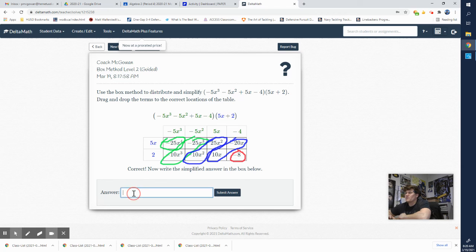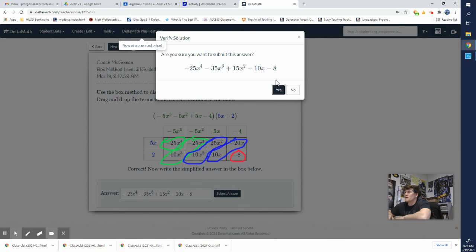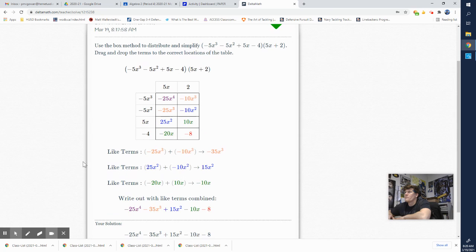My only x to the fourth, we're going to keep negative 25x to the fourth. My x to the third powers, we got to combine. Negative 25 plus negative 10 makes negative 35x to the third. Positive 25 and a negative 10 makes positive 15x squared. A negative 20 and a positive 10 makes negative 10x. And then last but not least, our constant gets us the negative 8. Sheesh, combining all those like terms, huh? There we go.